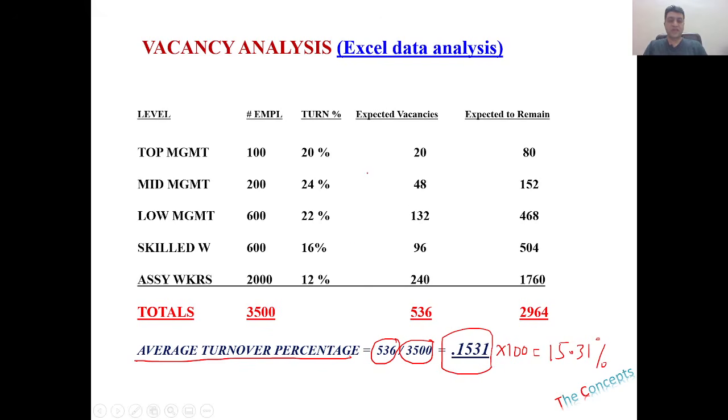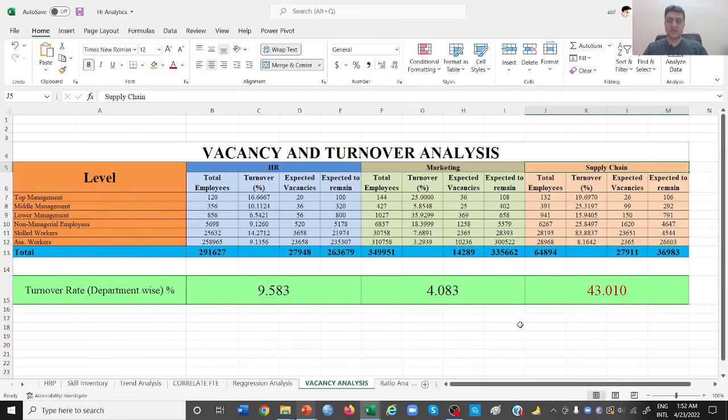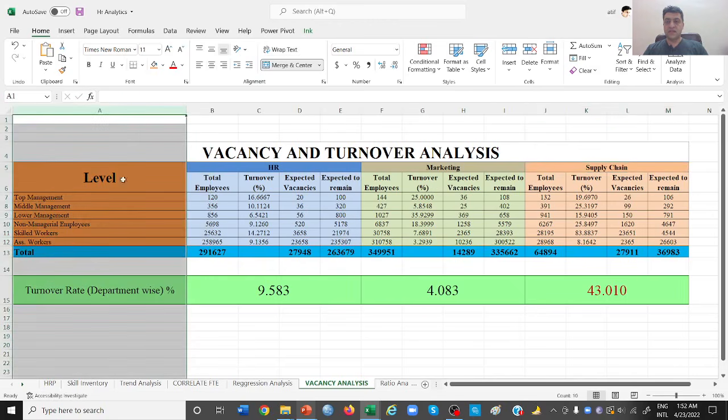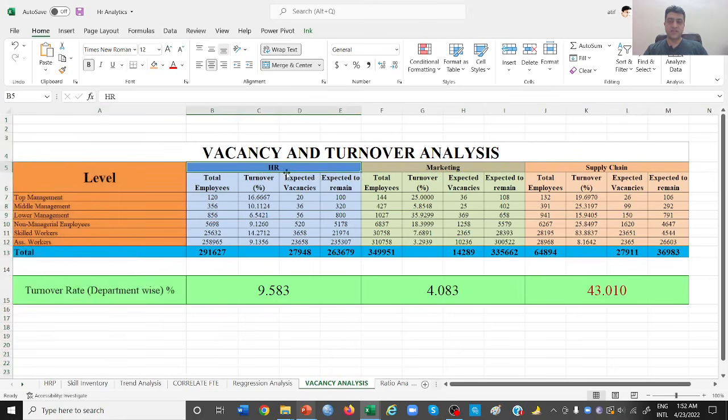Now let's just go to our Excel file and see how can we do it there. So this is our data of vacancy analysis. These are our levels of employees, and these are our departments. So first, let's say HR department, marketing department, supply chain department.